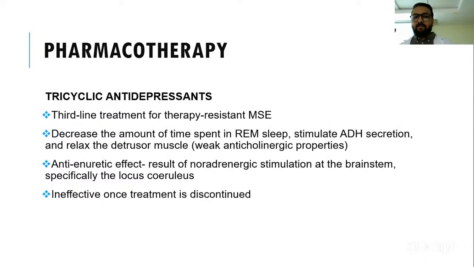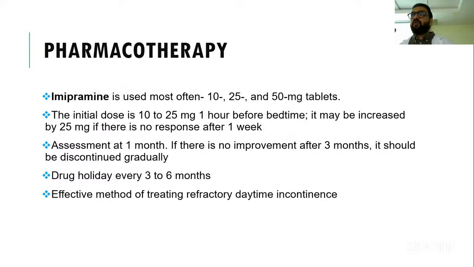Then tricyclic antidepressants, these are the third line treatment, and they decrease the amount of time spent in REM sleep and stimulate ADH secretion, but they are ineffective once the treatment is stopped. Imipramine is most commonly used. It is available in 10, 25, and 50 mg tablets. We start with 10 to 25 mg 1 hour before bedtime, and it can be increased by 25 mg if there is no response after 1 week. Assessment is done at 1 month, and there should be drug holidays.